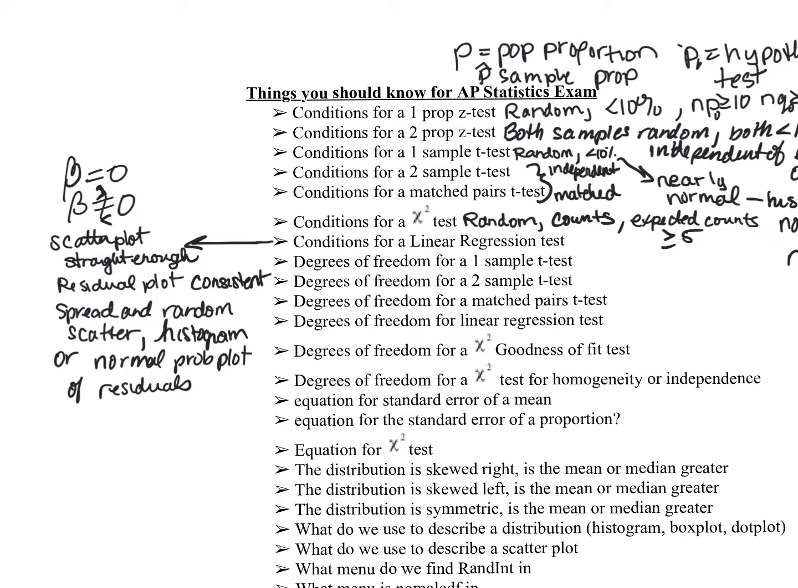Okay, Claire, what are the degrees of freedom for one sample t-test? n minus 1. And Morgan, what are the degrees of freedom for a matched or a two sample t-test? n1 plus n2 minus 2, because I have to add the two sample sizes together and subtract 2. What about the matched pairs t-test, Delilah?